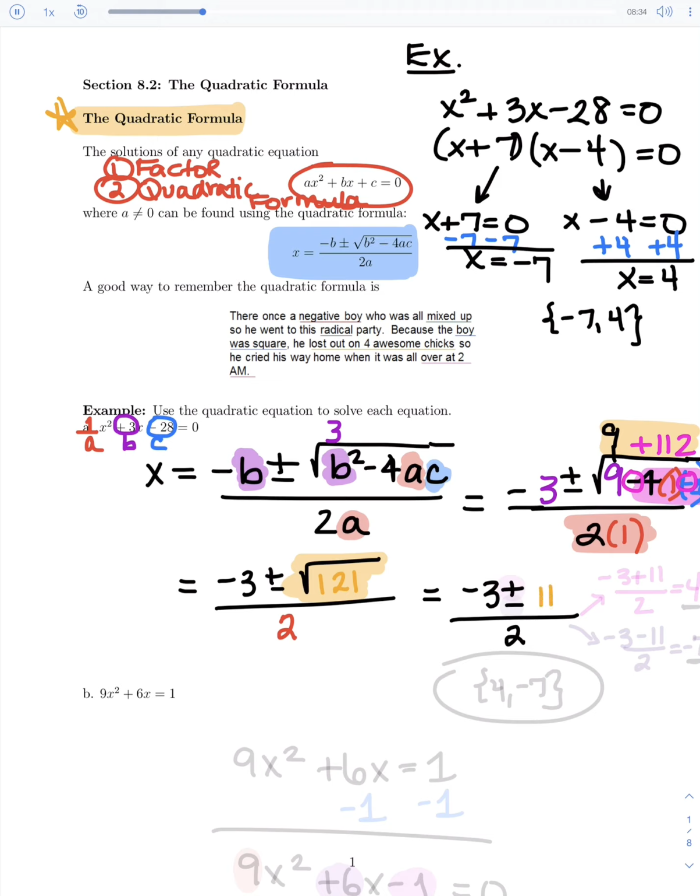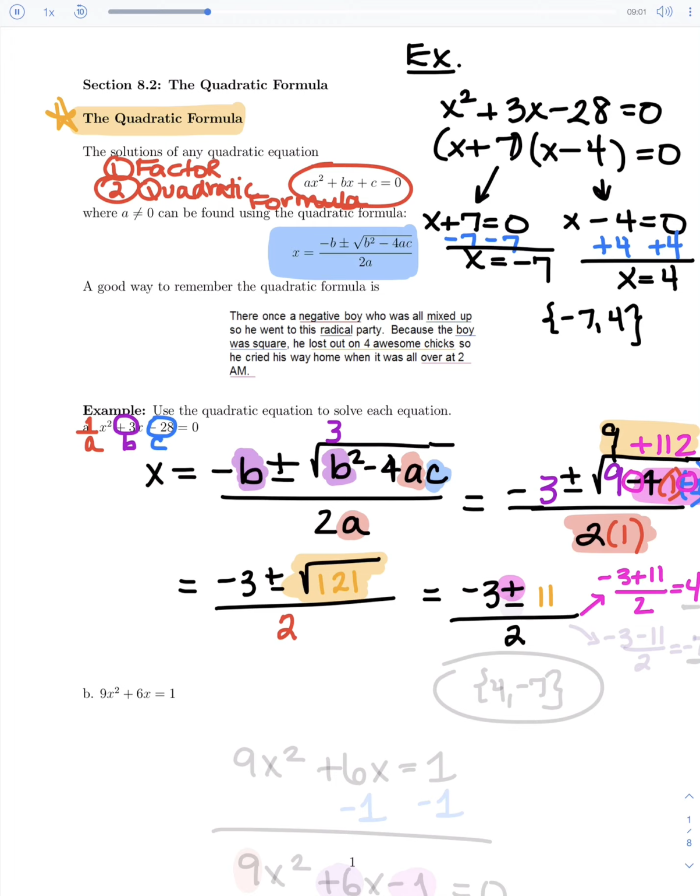So now we actually have to use our formula here to come up with our 2 answers. The first answer we're going to look at is the one that gets made up by using the plus here. The first one is negative 3 plus 11 over 2. Well, negative 3 plus 11 is actually going to give you a positive 8. Over 2 will just give you 4. So that's your first answer.